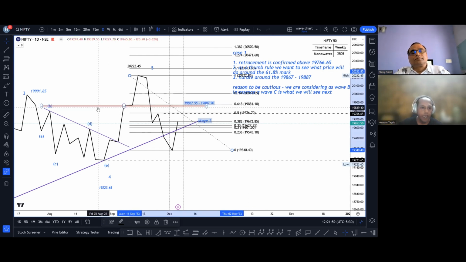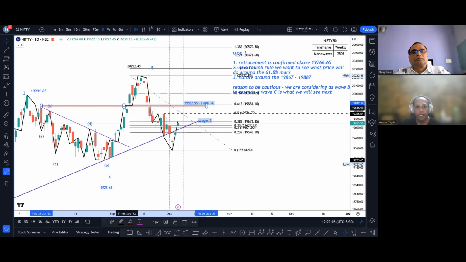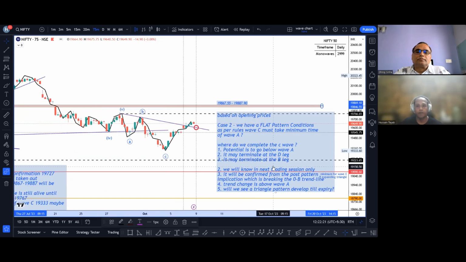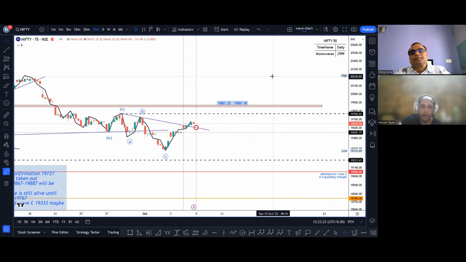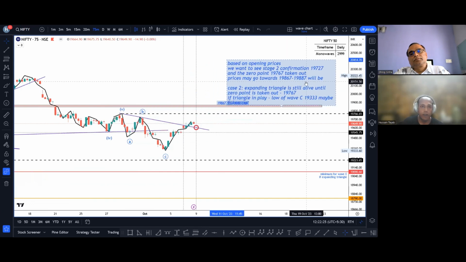ठीक है, ये हमारा पुराना दोस्त है, एक सप्लाई जोन जो यहाँ बना था. मार्केट had respected it here and also respected it here. ठीक है, I will explain this further on a 75-minute chart. For now, just keep in mind this supply zone, and I'll talk about it in a second. I'm switching to 75.